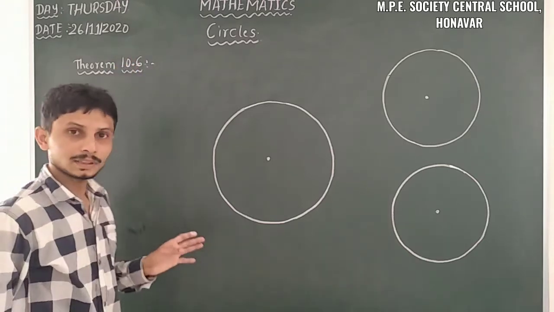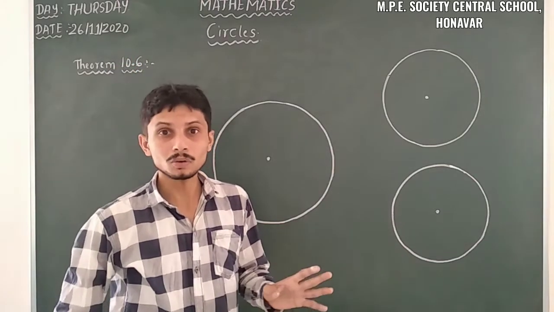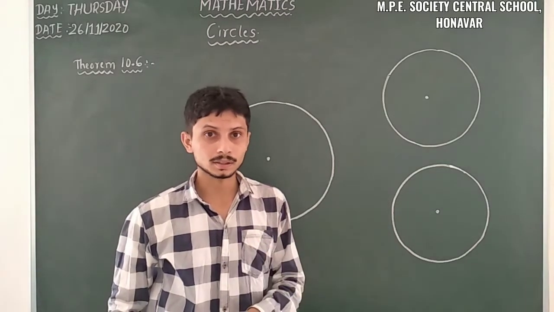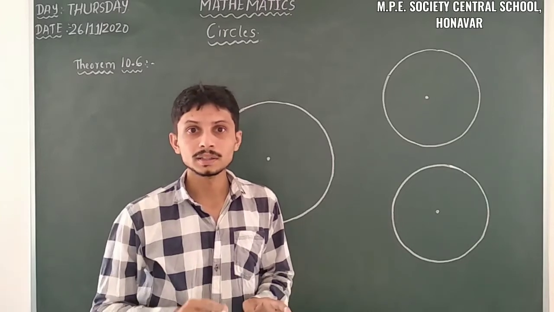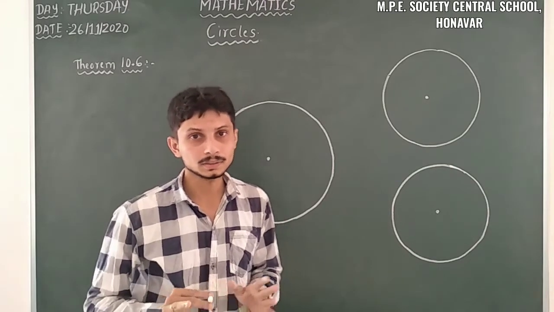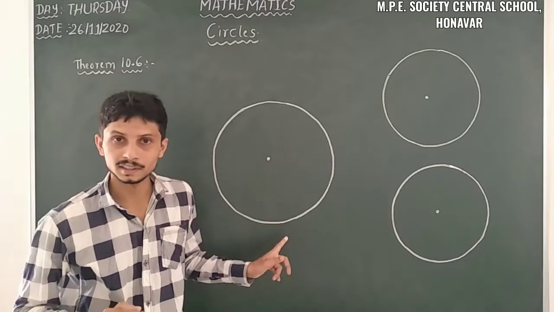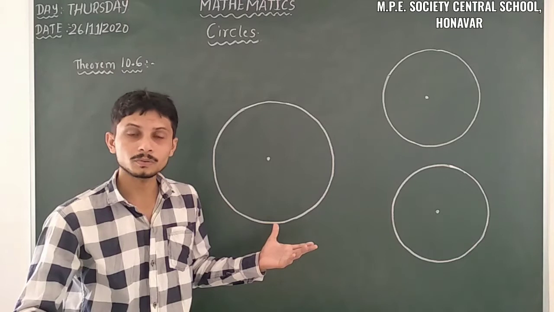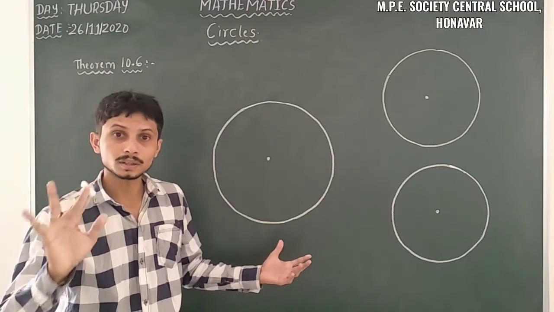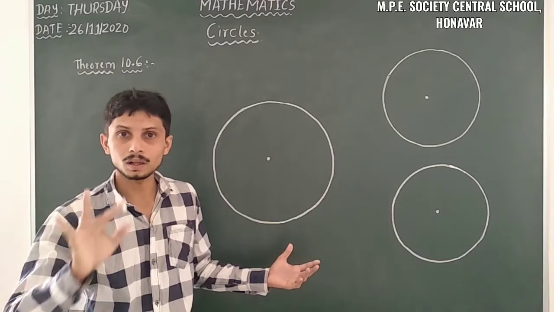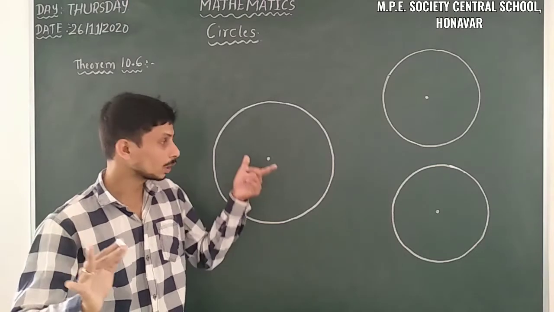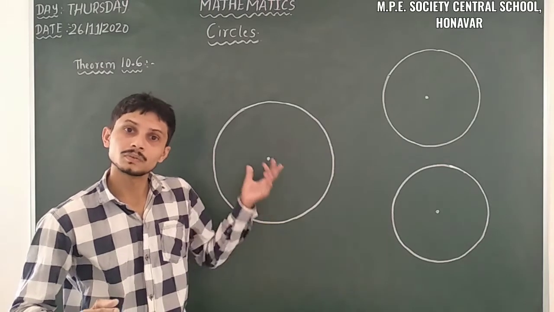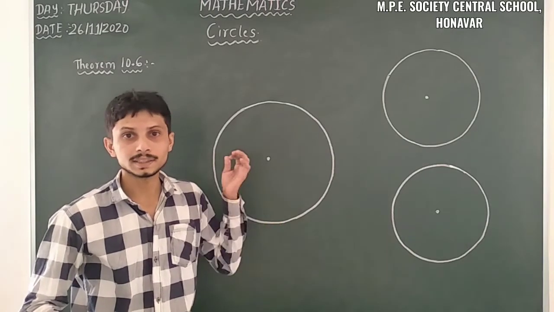Yes. Theorem 10.6 tells us that equal chords of a circle are at equidistant from the center. That is, whatever the number of chords you can write, but remember, all must be equal. All the chords are having equal length. So those two chords are equal, which means they are at an equidistant from the center.